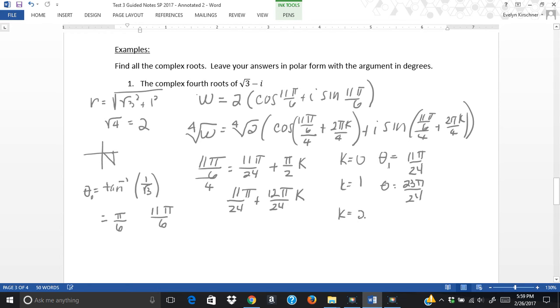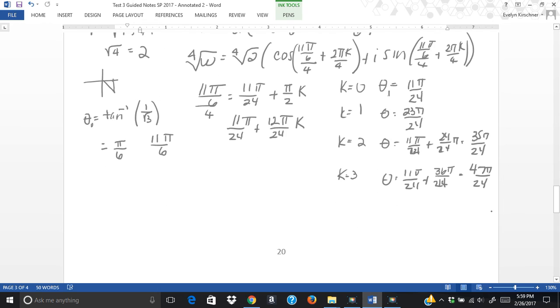When k is 2, my theta is, now I'm going to multiply by 2, so I have 11 over 24 plus 24 pi over 24, which is 35 pi over 24. And when k is 3, which is the last one because that's n minus 1, my theta is 11 pi over 24 plus 3 times 12, which is 36 pi over 24, which gives me 47 pi over 24. Now I can write my 4 answers.